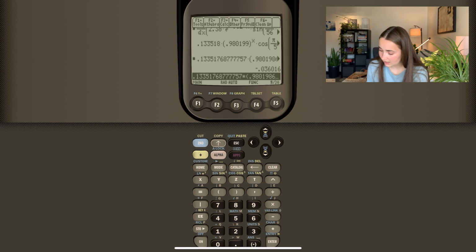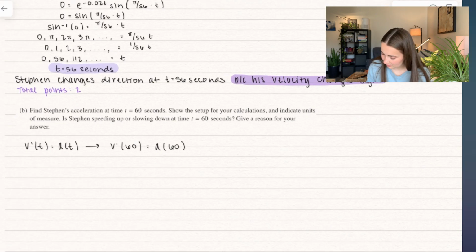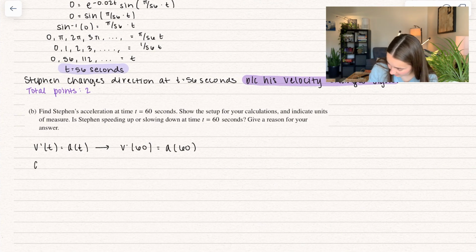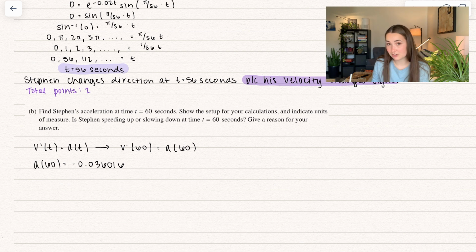Ooh, right there, negative 0.036016. So we get the acceleration at 60 is equal to negative 0.036016. And remember, you need to show your units, so that's going to be meters per second squared, right? We show the setup, right? V prime of 60 is equal to a of 60. We showed our units of measure. Now, is Stephen speeding up or slowing down?